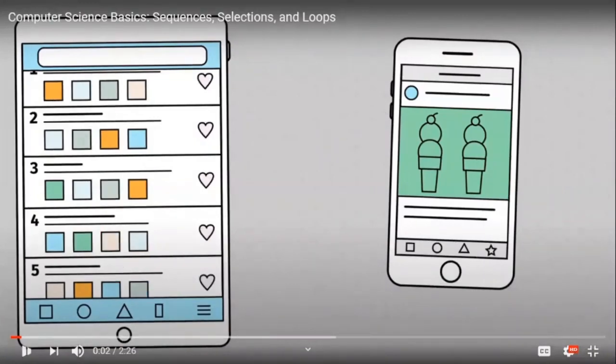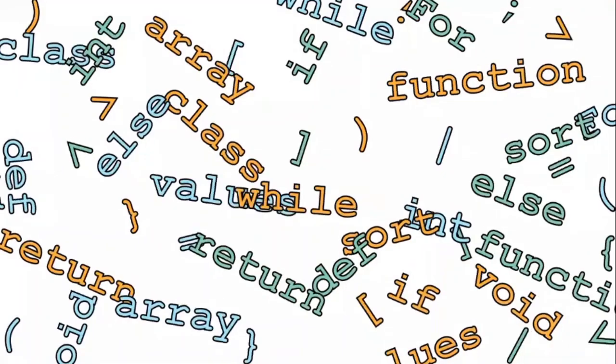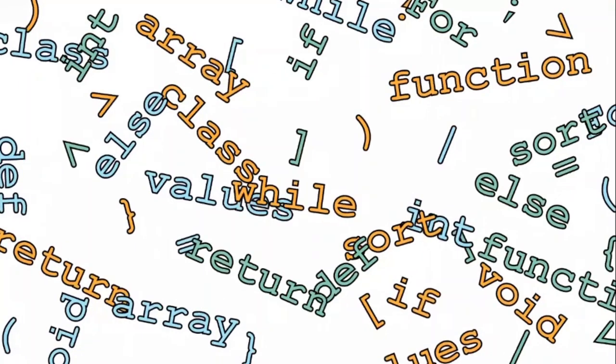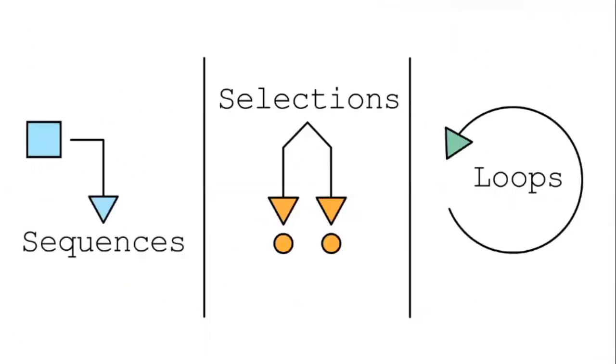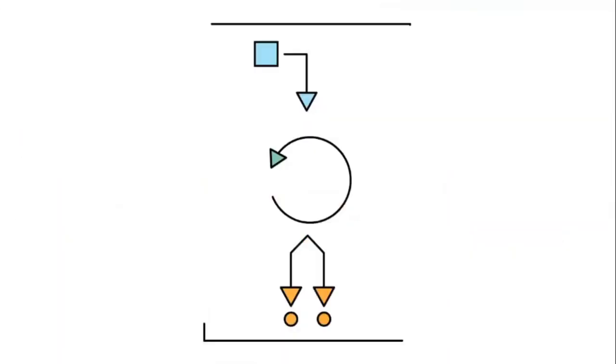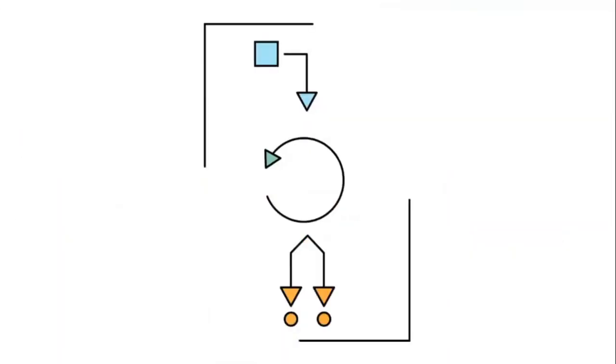Behind all of the software we use on a daily basis, there's code being run with all sorts of different terms and symbols. Surprisingly, it can often be broken down into three simple programming structures called sequences, selections, and loops. These come together to form the most basic instructions and algorithms for all sorts of software.